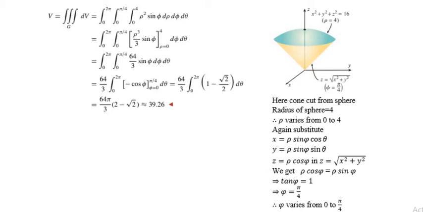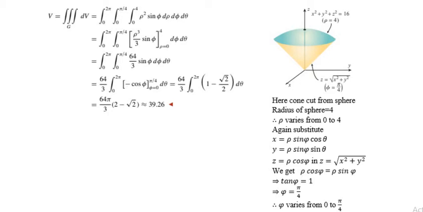As you see in the figure, the cone is cut from the sphere and the radius of the sphere is equal to 4. So rho will vary from 0 to 4. Substitute x equal to rho sin phi cos theta, y equal to rho sin phi sin theta, and z equal to rho cos phi. In z equal to the square root of x squared plus y squared, we get tan phi equal to 1, so phi is equal to pi by 4. So phi is varying from 0 to pi by 4.